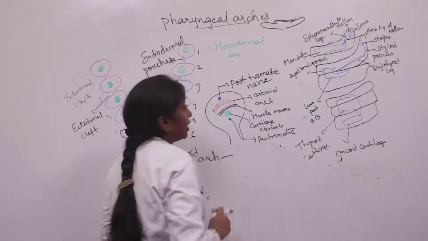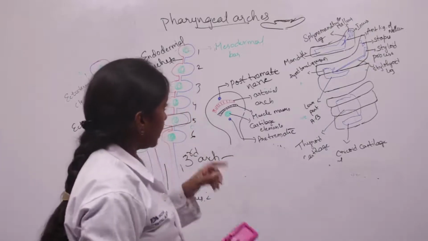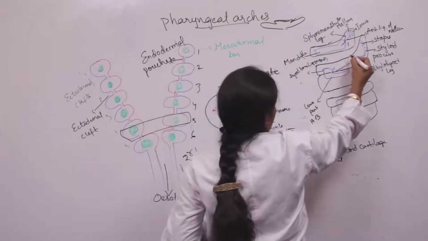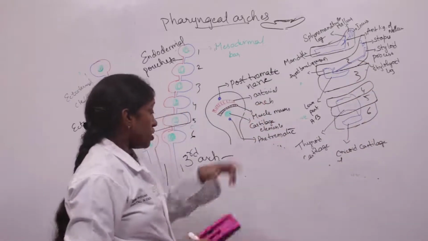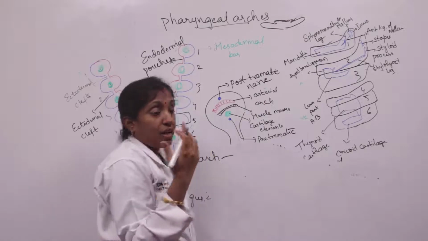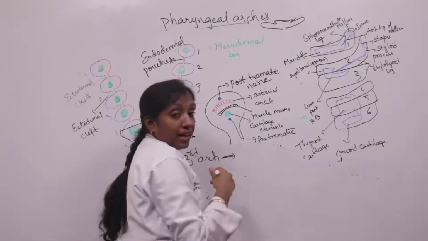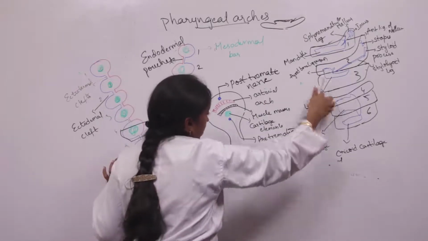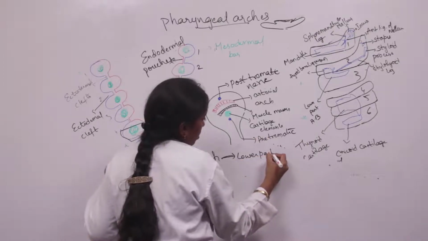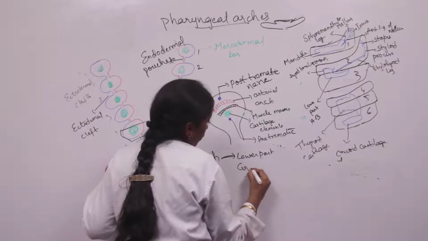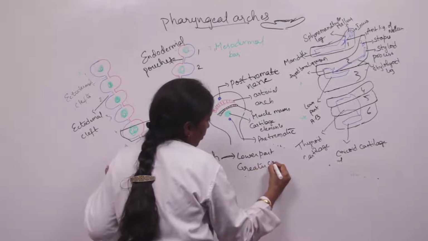Coming to the third arch skeletal elements. So this is the first arch, second, third, fourth, fifth, sixth, right? So the third arch, the dorsal part disappears, it degenerates, and the ventral part only forms the lower part of the body of the hyoid bone and greater cornu of the hyoid bone.